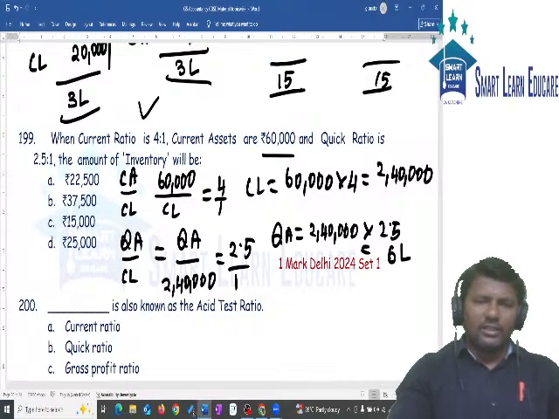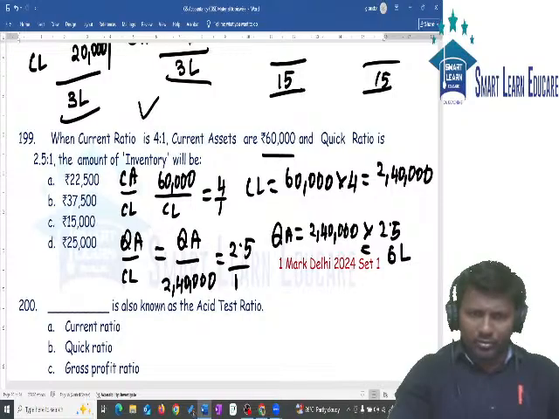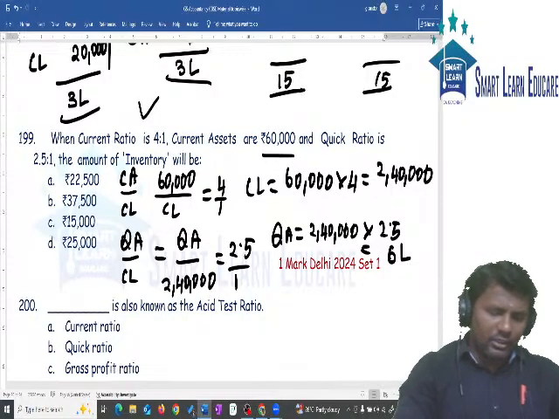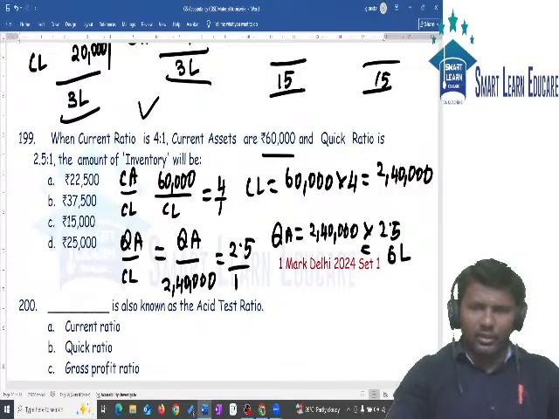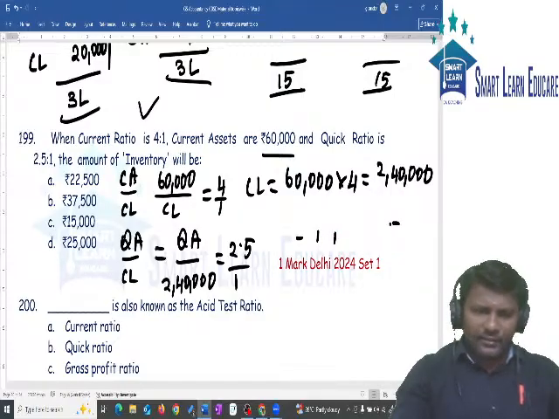Your quick asset is how much amount? Current liability, correct? Current liability how much? 2,40,000. Okay, 2,40,000 into 2.5. Just wait.